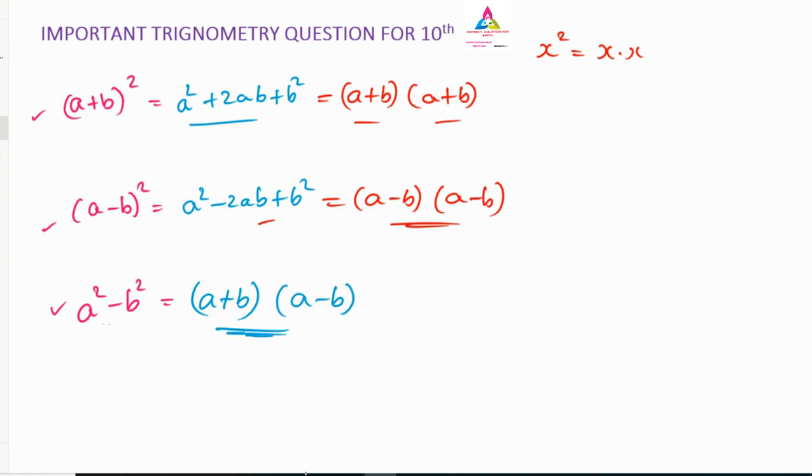And this third one we have learned, a square minus b square, is also very important. Some of you will get confused between the second identity and the third identity. Remember, in the second identity you have the whole square, whereas here we have the square for each term, that is a square minus b square. Don't get confused.